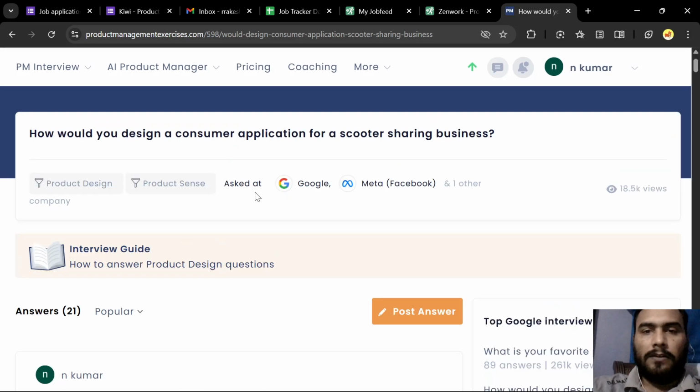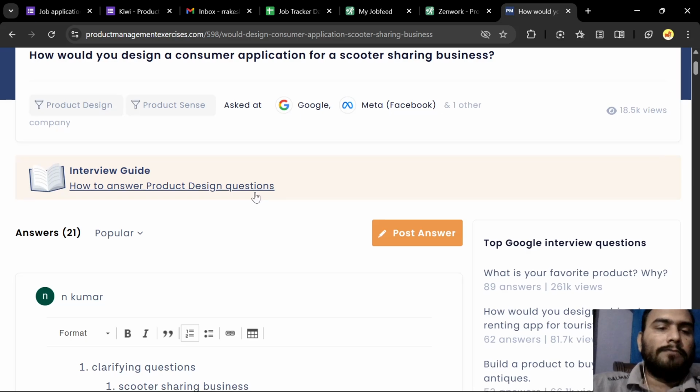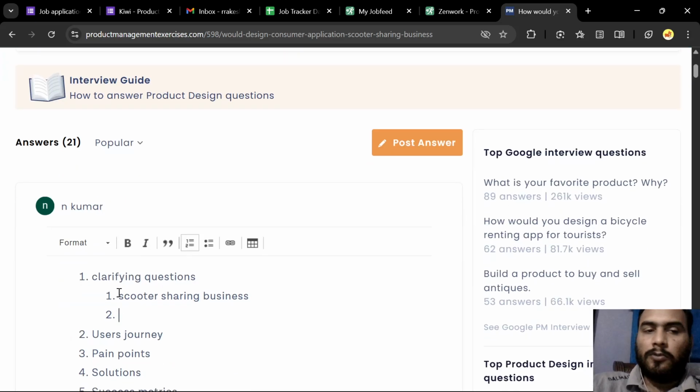So when we say scooter sharing business, it could mean multiple things. So what does this mean, and for whom are we designing that particular business? And why? The question is why we are designing this. What is the end business goal for designing this? So these are some of the questions that we can clarify here. Think about business goal.